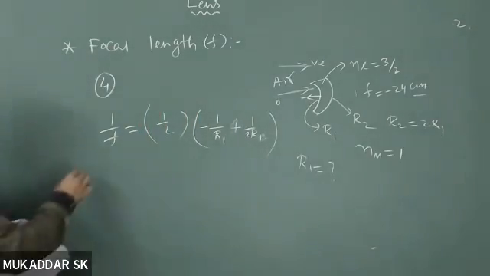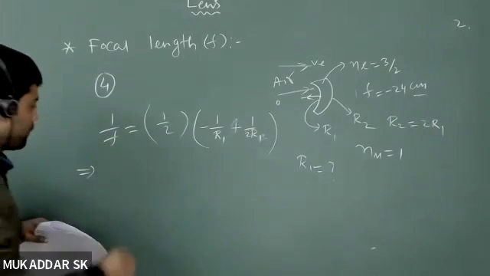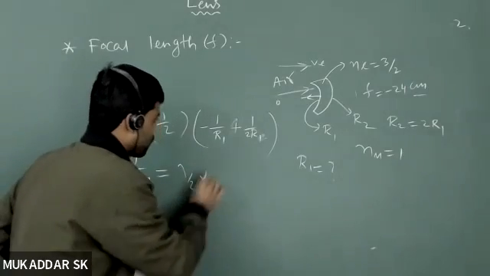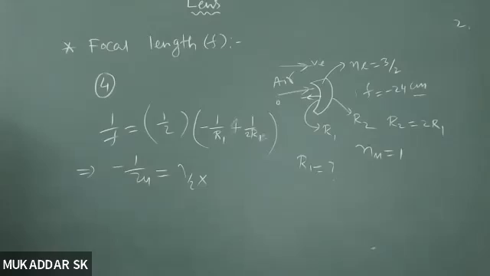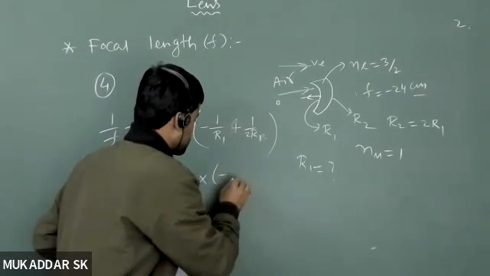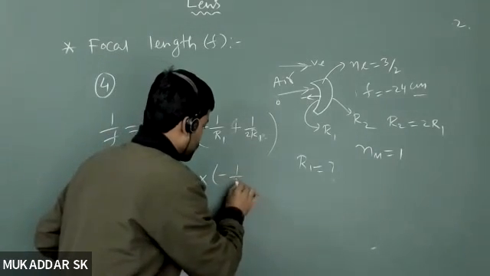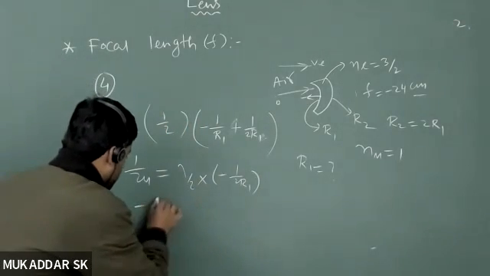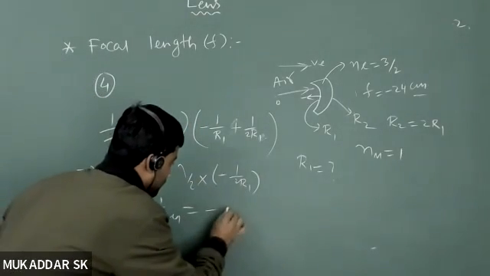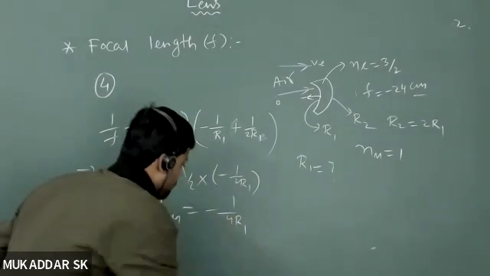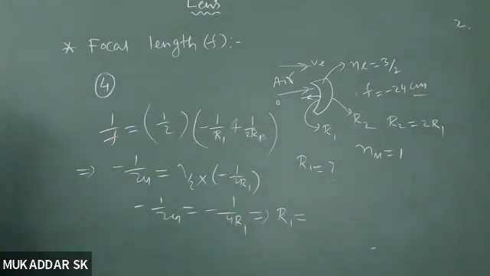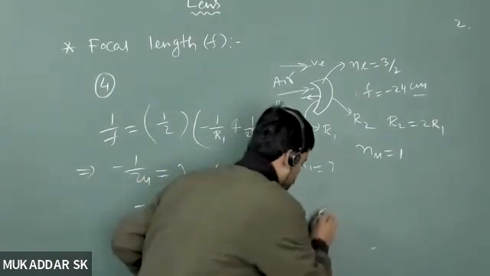Okay. And they have also given you the focal length, which is negative. So I'll use -1 by 24. That should be equal to 1/2 times, this will be how much? It will be minus 1 by twice of R1, 1 by twice of R1. Am I correct? So if you solve this, basically -1 by 24 should equal -1 by 4R1. It means R1 is actually how much? R1 is actually 6 centimeters.